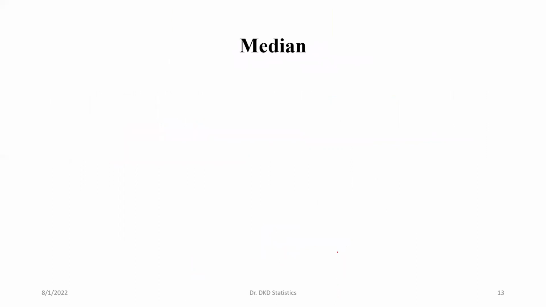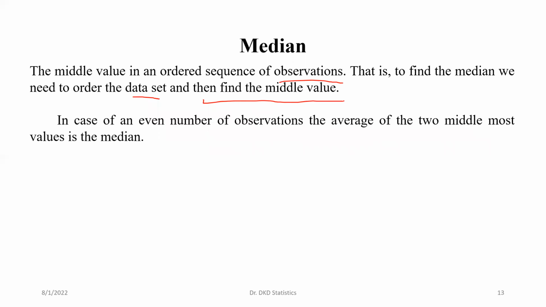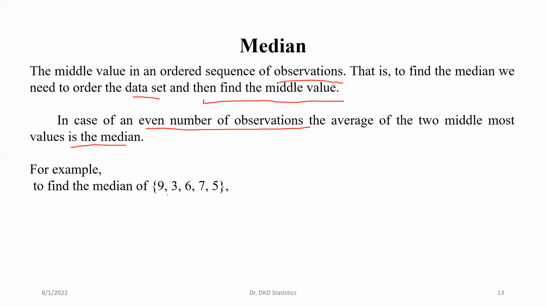Now we'll see how to find the median if a data set is given. The median is the middle value in an ordered sequence of observations, so to find it we need to order the data set and then find the middle value. In case of an even number of observations, we arrange it in ascending or descending order, and the average of the two middlemost values is the median. For example, suppose these 5 observations are given; find the median value.